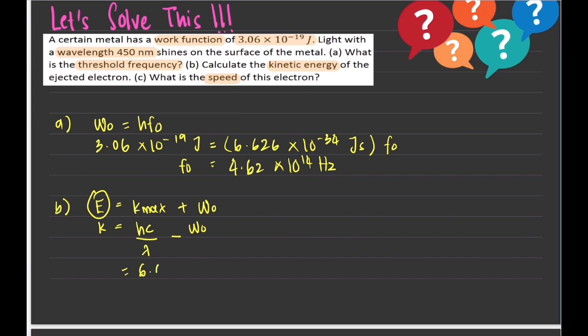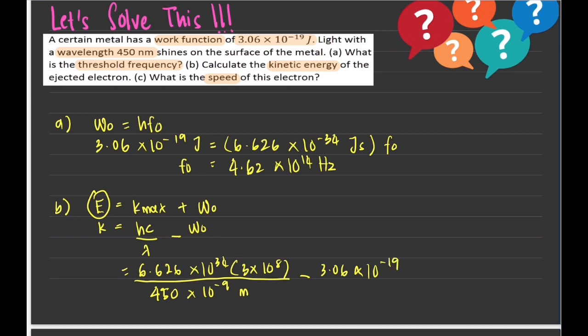h is the Planck constant, 6.626 × 10^-34, times c, the speed of light, 3 × 10^8, over lambda, 450 nanometer. So we change into 10^-9 meter, minus the work function 3.06 × 10^-19. So do your maths and you will get 1.357 × 10^-19 joule.